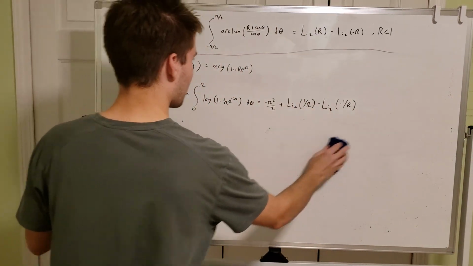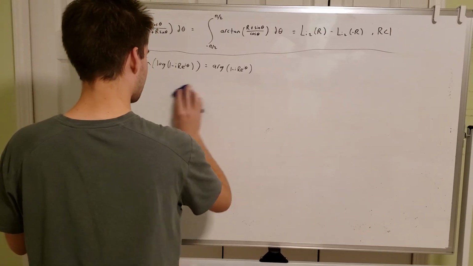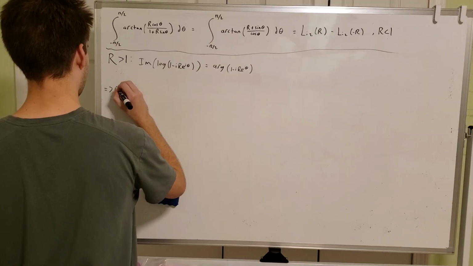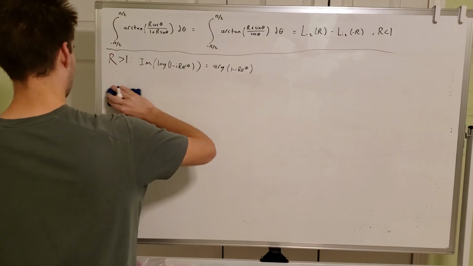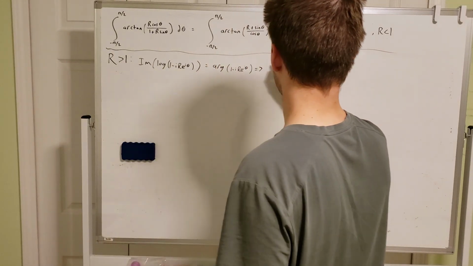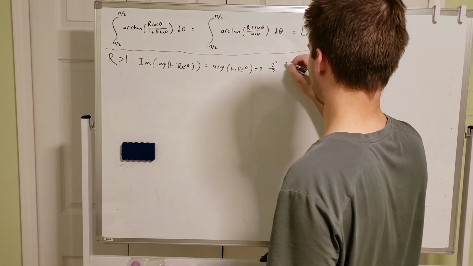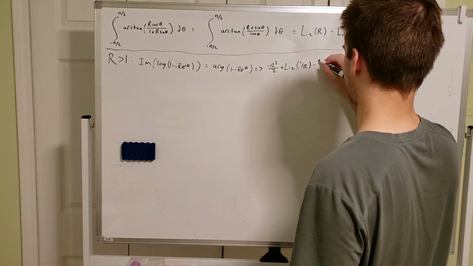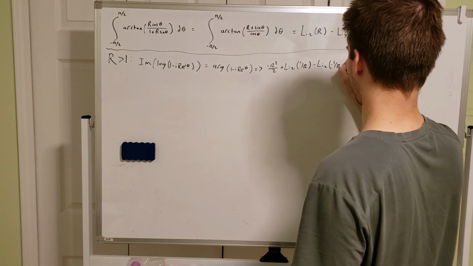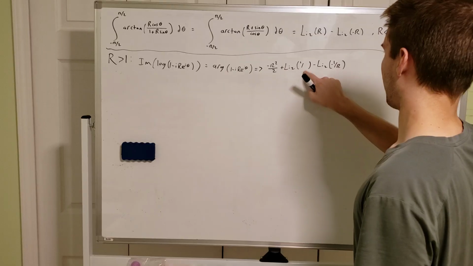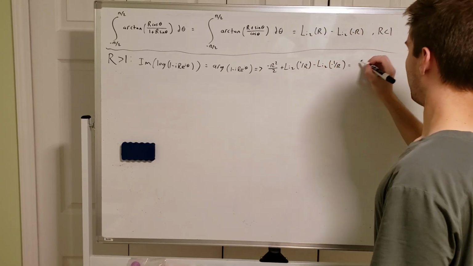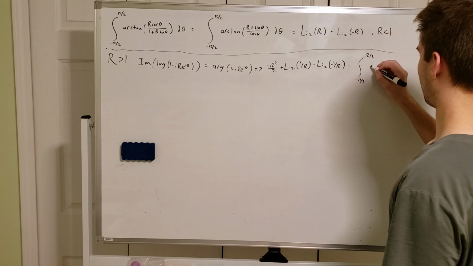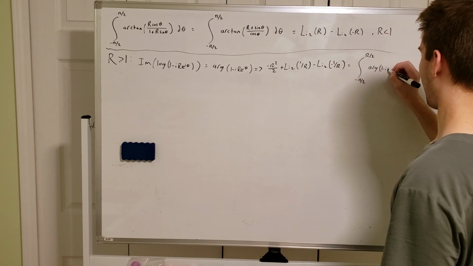Okay, so let's restate this with an integral on the right side as well. So we have minus, oh wait, no, we can do this up here. Minus pi squared over 2 plus dilog 1 over r minus dilog minus 1 over r, equals the integral from minus pi over 2 to pi over 2 of the argument of 1 minus i r e to the i theta.